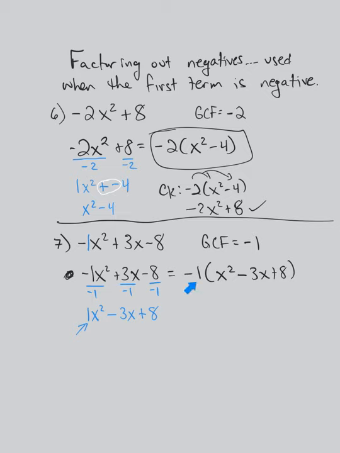One other thing too, it's fine to leave your answer like this, at least in my opinion. But remember, we often don't write 1 as a coefficient. So some people, I'm just warning you about what you might see. I don't mind if you leave that negative 1 out front, but some people will rewrite this as negative parentheses x squared minus 3x plus 8.